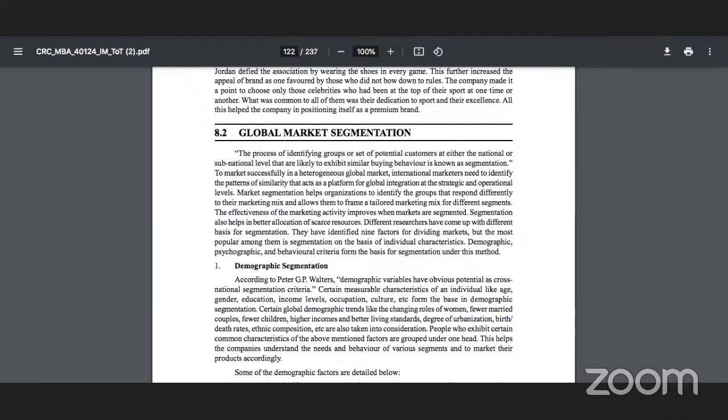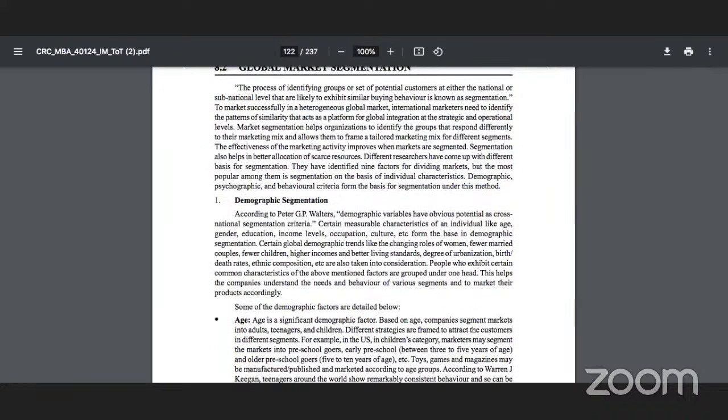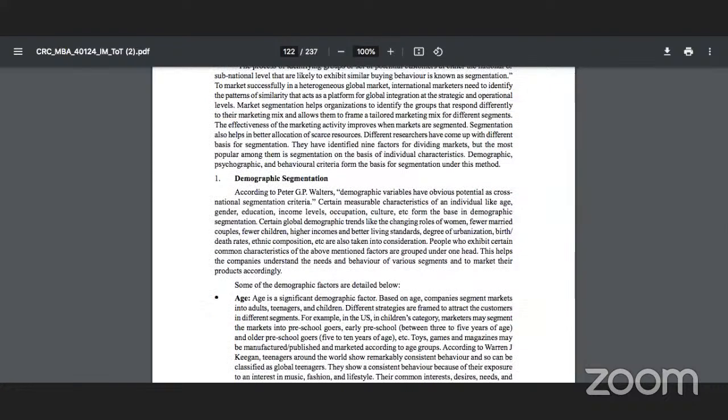Now, let's move on to the next part where we are talking in terms of international markets. So, in an international market too, similar to a domestic market, we need to identify the patterns of similarity that act as a platform for global integration. So it is both at the strategic and operational levels. That is strategic at a broader level and operational at a more company and regular base level. So market segmentation helps organizations to identify the groups that respond differently to their marketing needs and allows them to frame a tailored marketing mix for different segments. So we are talking in terms of tailoring or customizing the marketing mix in terms of the 4Ps: product, price, place, and promotion for each of these segments.